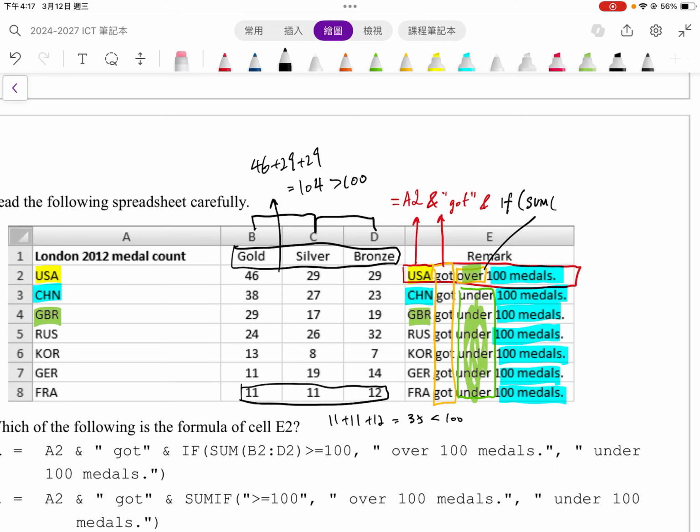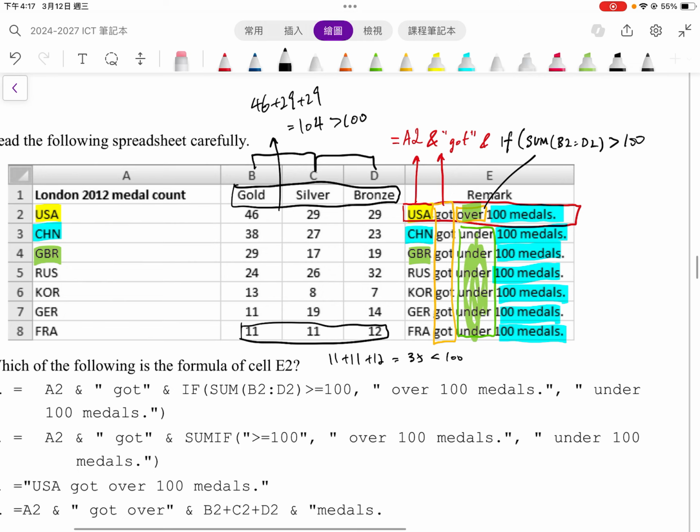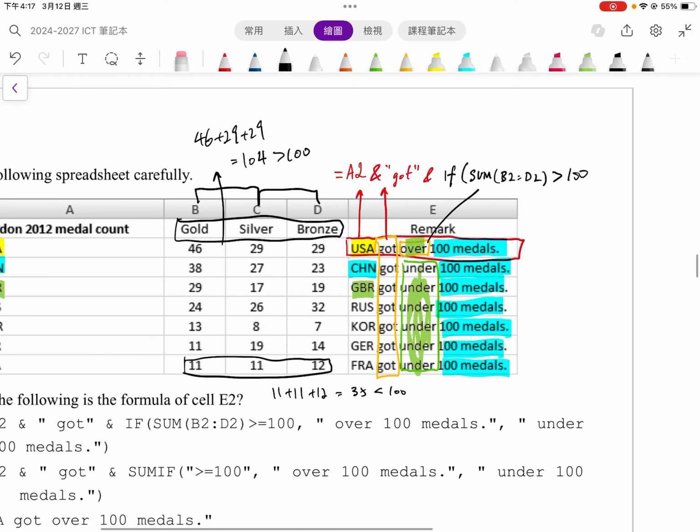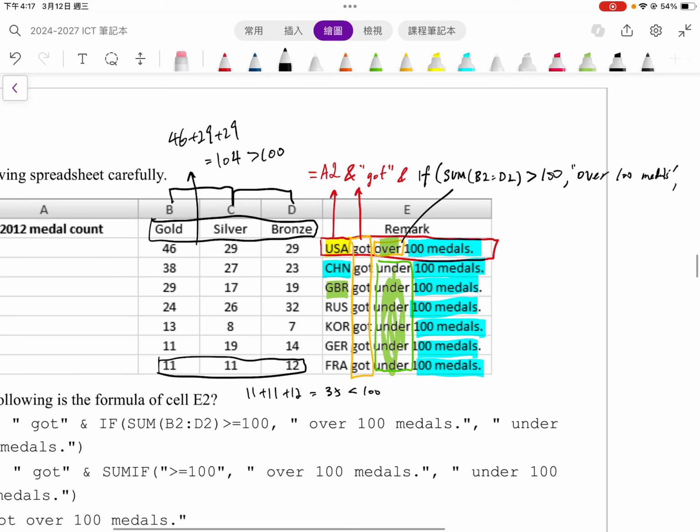You do the addition of them, sum B2 to D2, right? So if it is greater than 100, so you have over 100 medals, right? This is the true case. And then otherwise, you will have under 100 medals. So this is how we write it out.